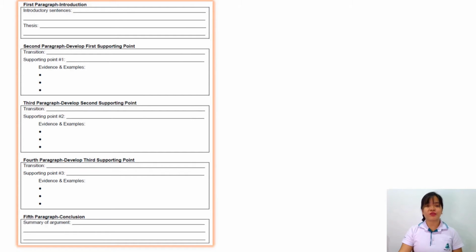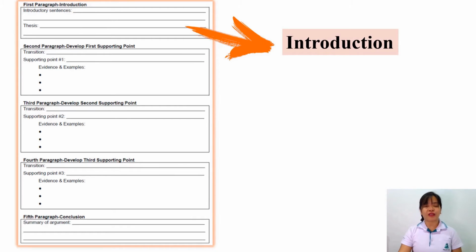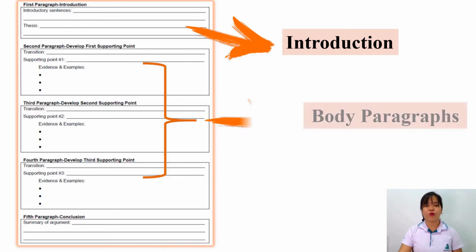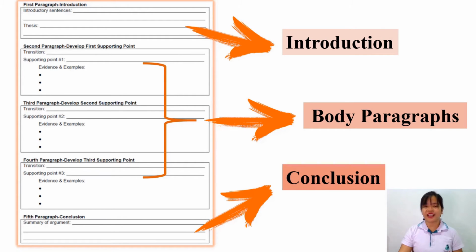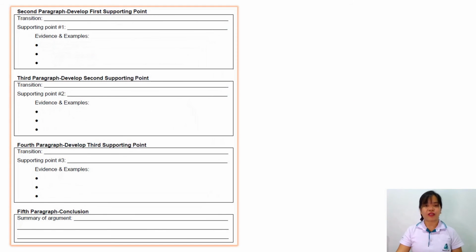What you can see on the screen is an example of a 5-paragraph essay composition outline. Of course, the first paragraph is the introduction, which I discussed already in the previous video. Next, the second, third, and fourth paragraphs are where you develop your supporting points, or they are considered the body paragraphs. The fifth paragraph is none other than the conclusion. Now, let's focus on body paragraphs.